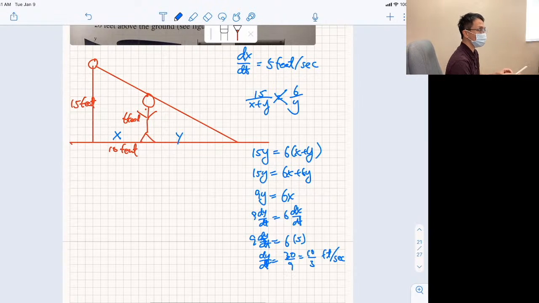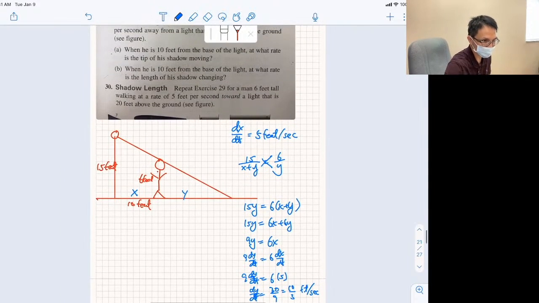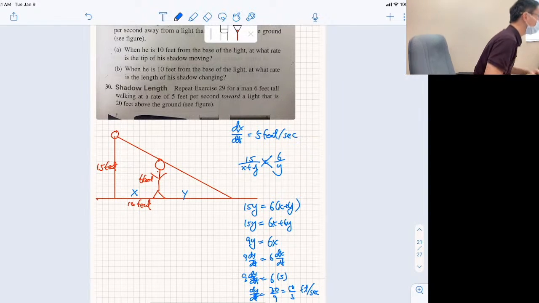Now, here's my question. Remember, respect other people. If you want to say the answer, raise your hand. Don't shout it, because I want you all thinking. Is 10 over 3 the answer for A or the answer for B? Raise your hand if you think so.